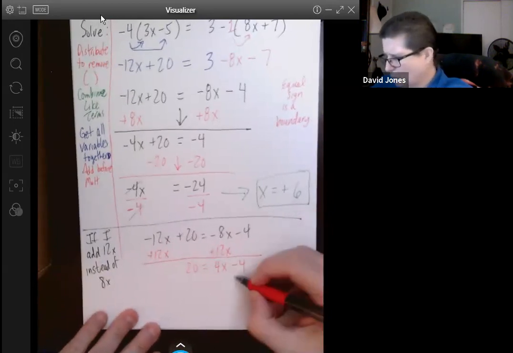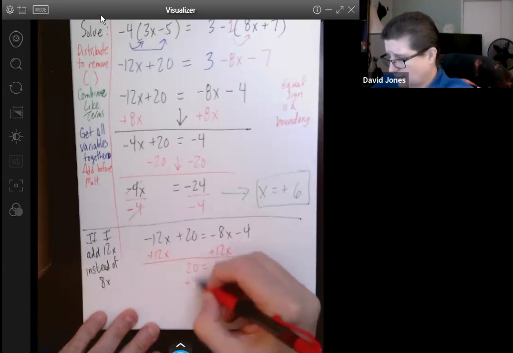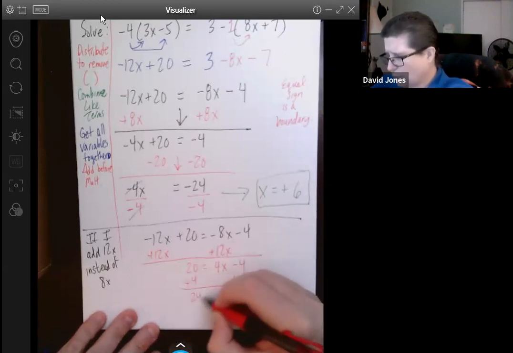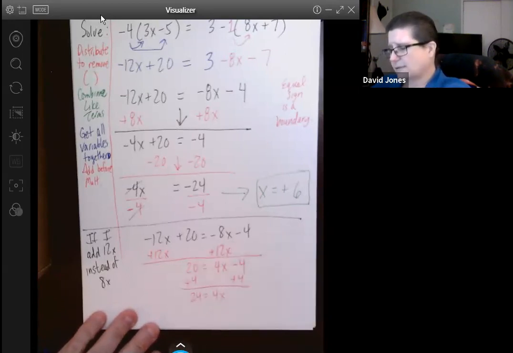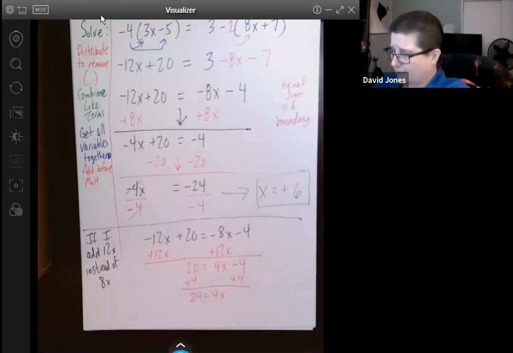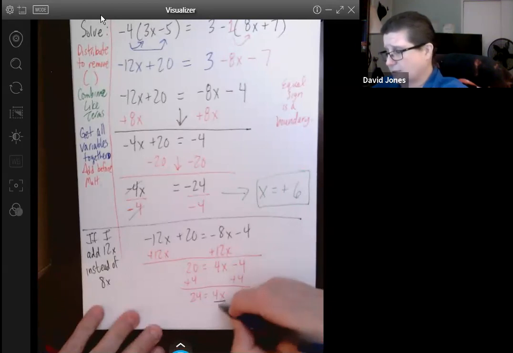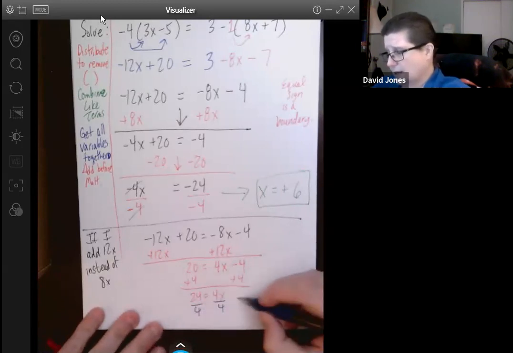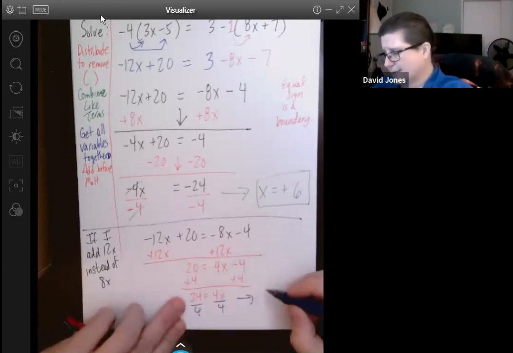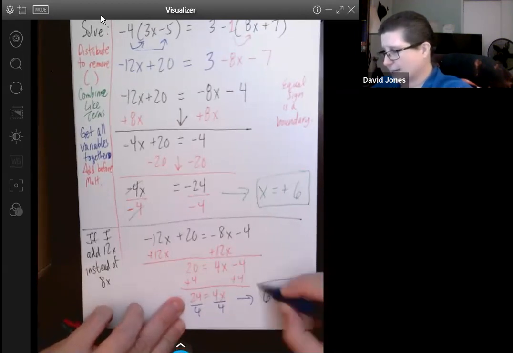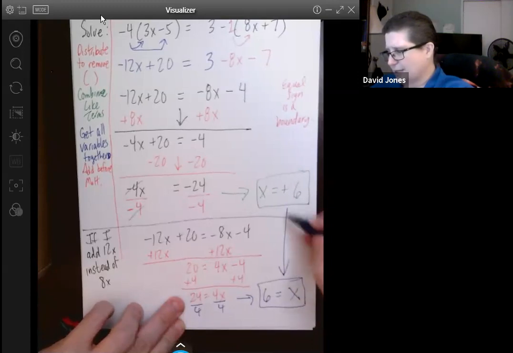I can add 4 to both sides. And I get 24 equals 4x. And I can divide both sides by 4. And 24 divided by 4 is 6. 4 divided by 4 is x. 6 equals x. These two things mean the same thing.